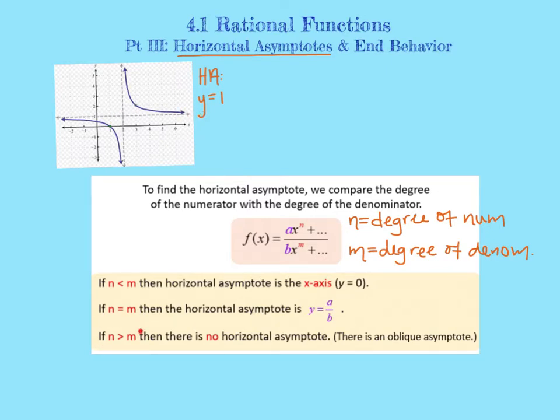And then in the final situation, if the degree of the numerator is larger than the degree of the denominator, then we have no horizontal asymptote. There's something called a slant or oblique asymptote, which we are not going to get into in this class, but if you're curious, your book does delve into that topic. No horizontal asymptote means that our function's end behavior approaches positive and or negative infinity on both ends. It's not bounded by any horizontal line. So make sure you have this written down in your notes, and we will go into some examples next.